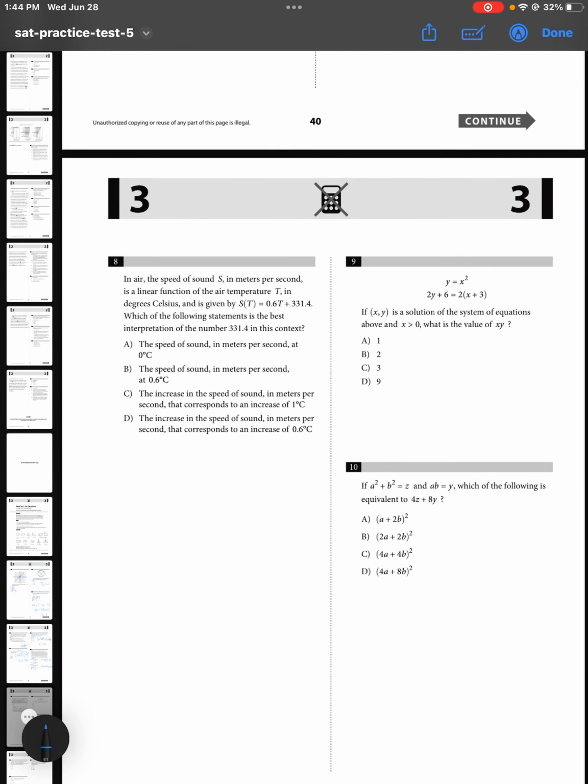Okay, in air, the speed of sound, s, in meters per second, is a linear function of the air temperature, T, in degrees Celsius. Okay. So T is given in Celsius.